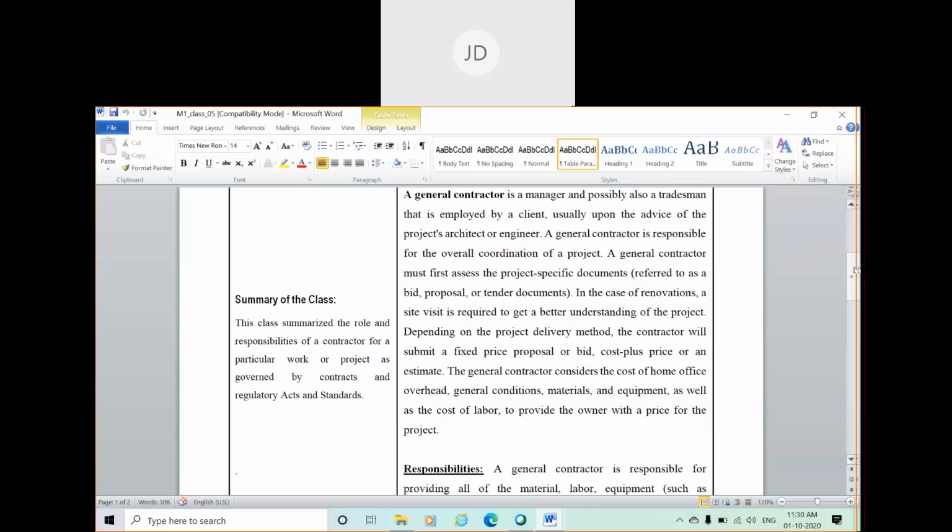Not only the construction work, but also the materials: from where they will be collected, how they will be transferred or transported. And how the equipment should be handled, the cost of the labor, how to manage the labor, every aspect which is actually related.